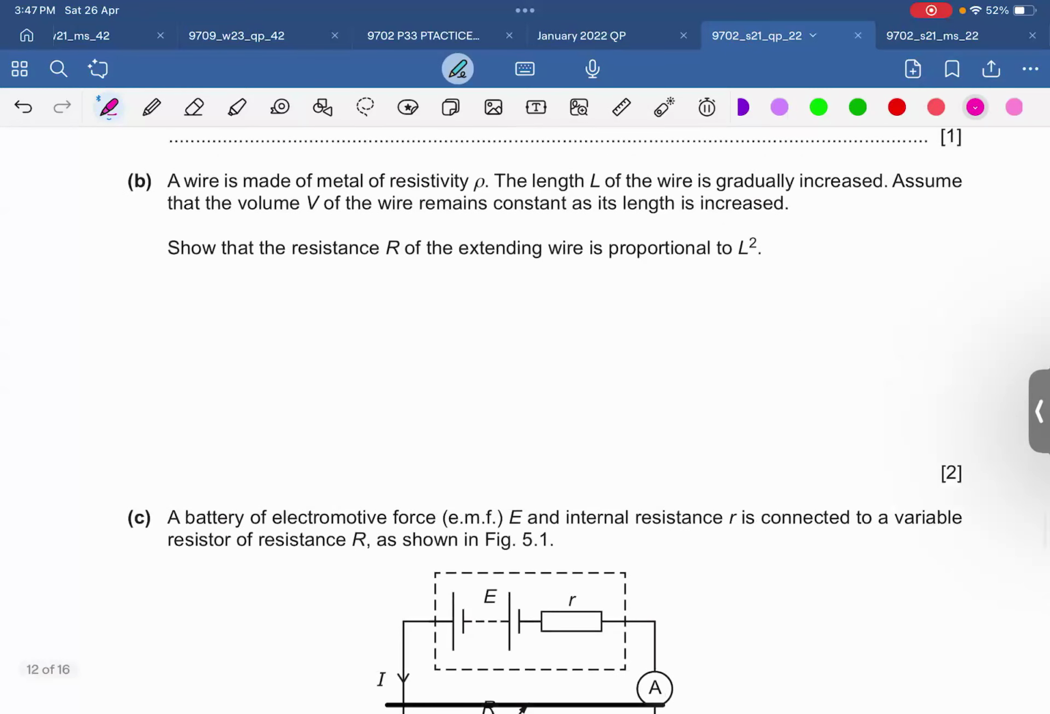Okay, go ahead. A wire is made of metal of resistivity rho. The length L of the wire is gradually increased. Assume that the volume V of the wire remains constant as its length is increased. Show that the resistance R of the extending wire is proportional to L squared.